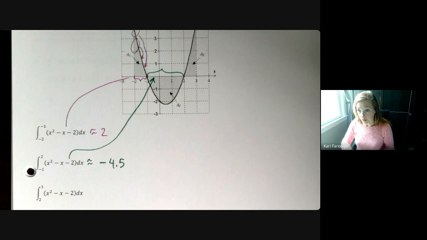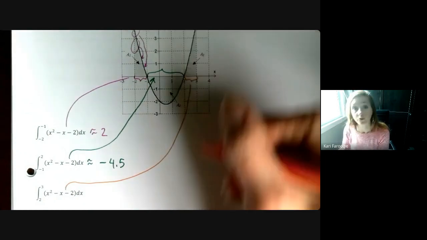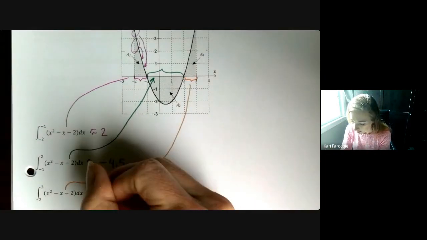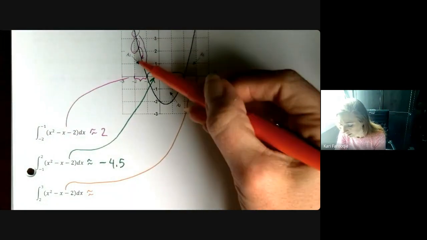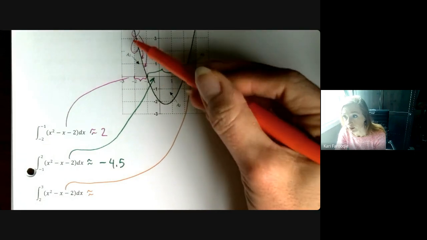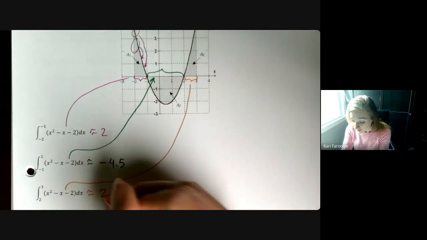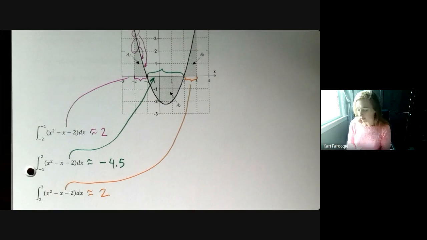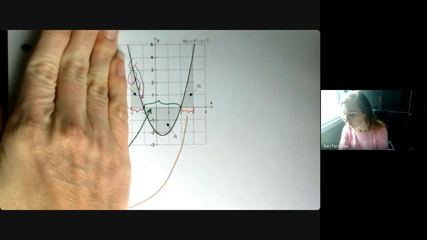The last chunk of this is talking about the region from 2 to 3. And again, that's covering area that's above the x-axis. So this would be the region right here from 2 to 3. So looking at that, I'm just looking at the area in here, and this looks symmetric to me, and I guessed that it was about 2 for the region between -2 and -1. So I'm going to say about probably the same. It's positive because it's above the x-axis. So that's my estimate.